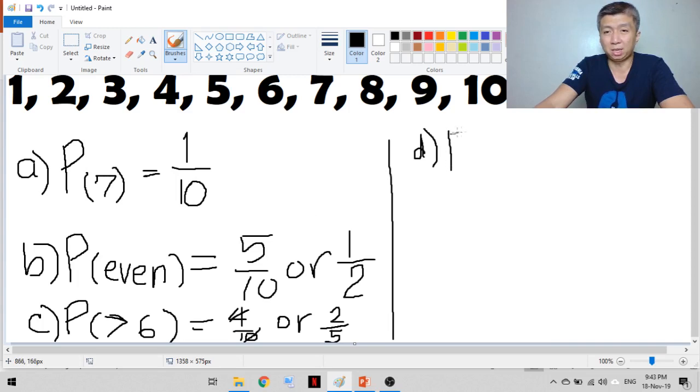So the probability na ang number ay less than 3, so ilan lang sila? Dalawa. So 2 out of 10. Okay? Or pwede nating dito ko na isulat. Okay. We have 1 over 5. Okay. Next, for letter E.